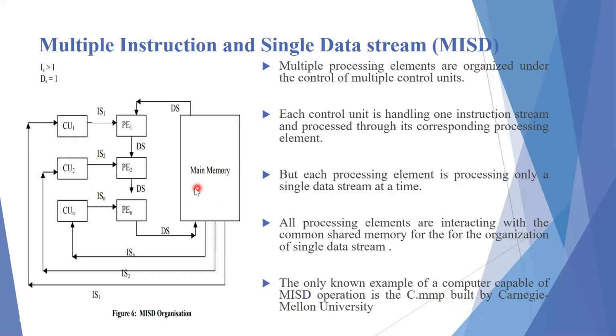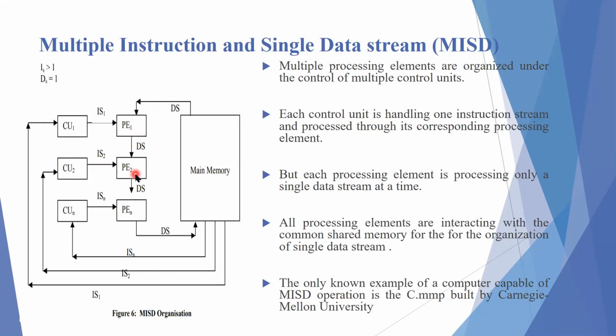From the main memory, we have dissociated the memory into data and instruction, for example. The instruction stream 1 goes to control unit 1, instruction stream 2 goes to control unit 2, and instruction stream n goes to control unit n. Respectively, control unit 1 issues the respective control signals to processing element 1, control unit 2 issues the respective control signals to processing element 2, and control unit n issues the respective control signals to processing element n, while each one of them will be supplied with the same set of data.